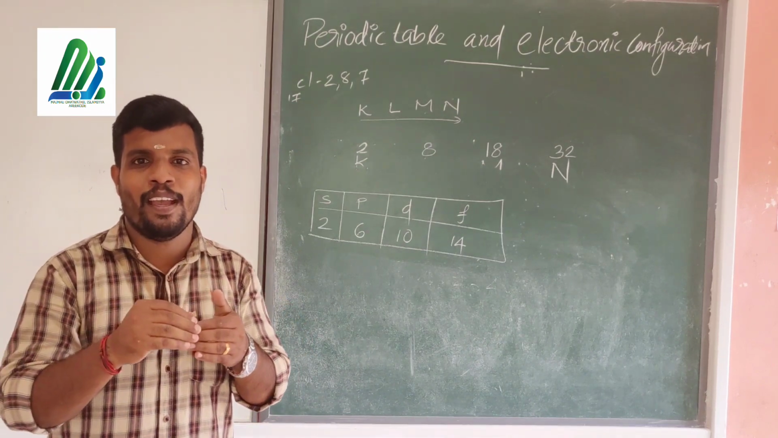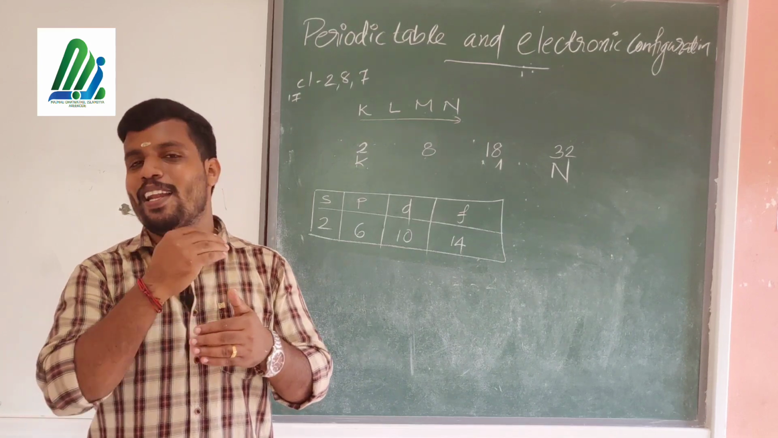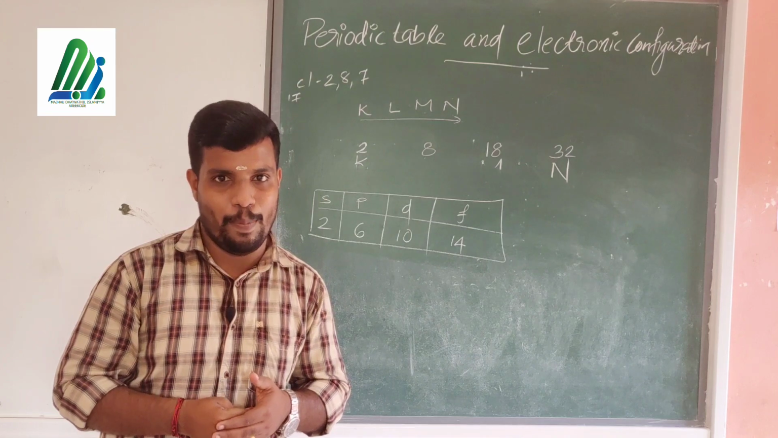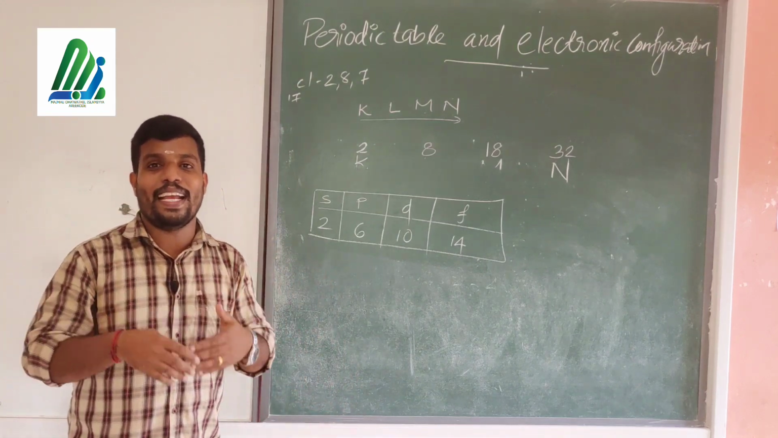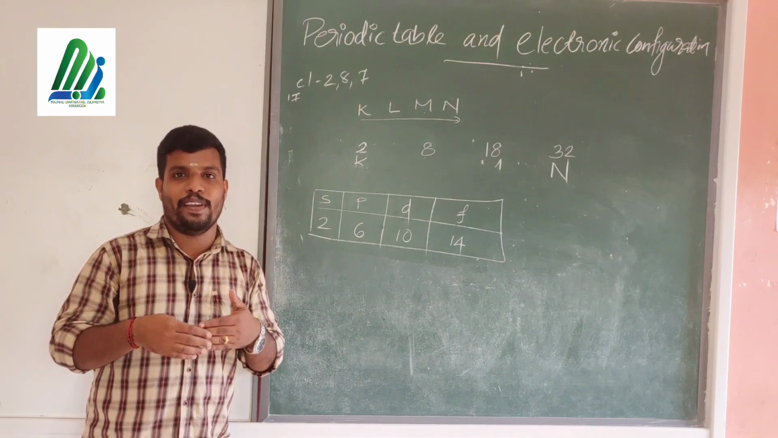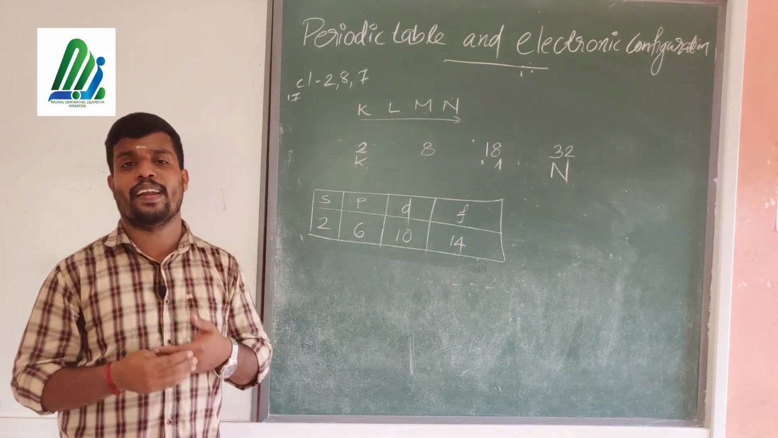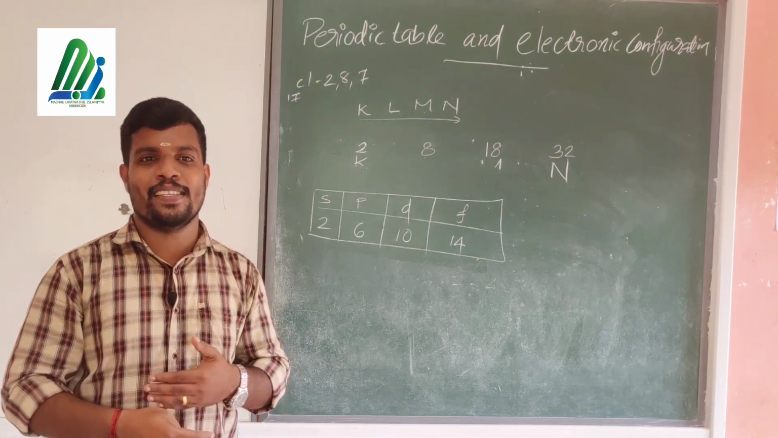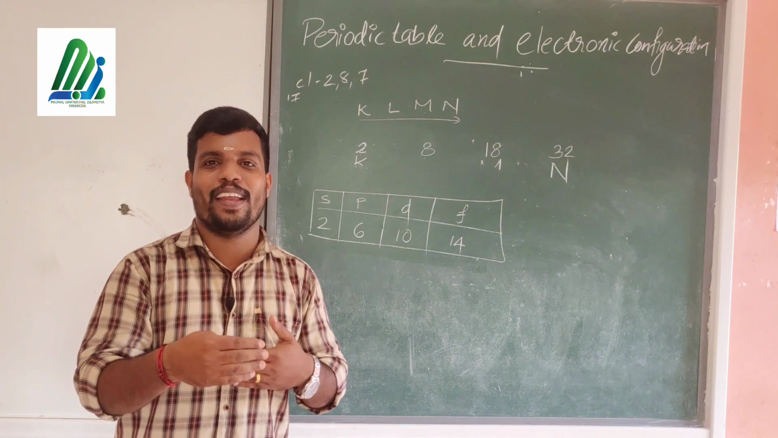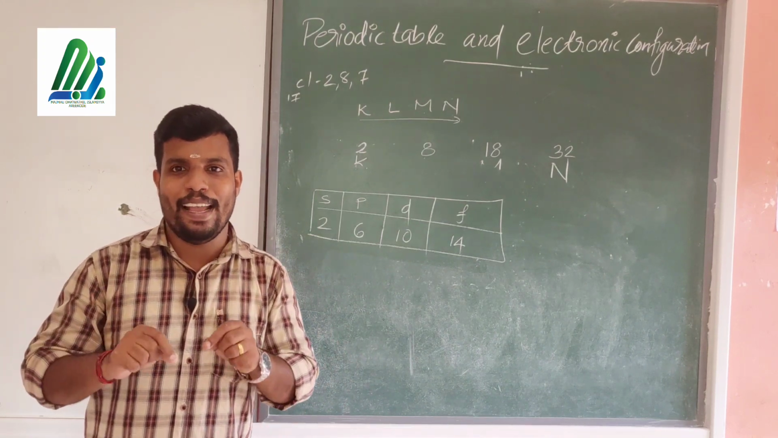The next topic is the subshell electronic configuration of elements, up to atomic number 36. For that, you want to take your notebook and write the electronic configurations. In the next class, we will discuss the subshell electronic configuration of elements.